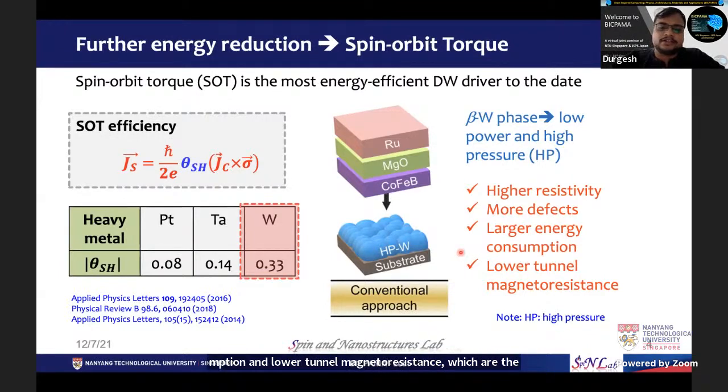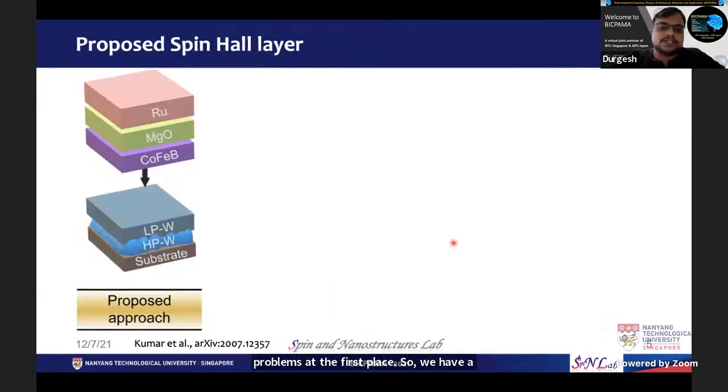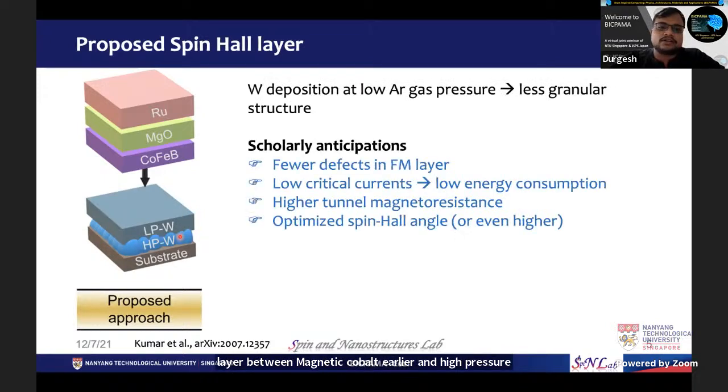So we have proposed a new design to overcome these problems, where we have sandwiched a low pressure deposited tungsten layer between the magnetic cobalt iron boron layer and the high pressure deposited tungsten layer. By doing that, we anticipate fewer defects in the ferromagnetic layer that may result in low critical current and hence low energy consumption, higher tunnel magnetoresistance, and optimized or even higher spin Hall angle.